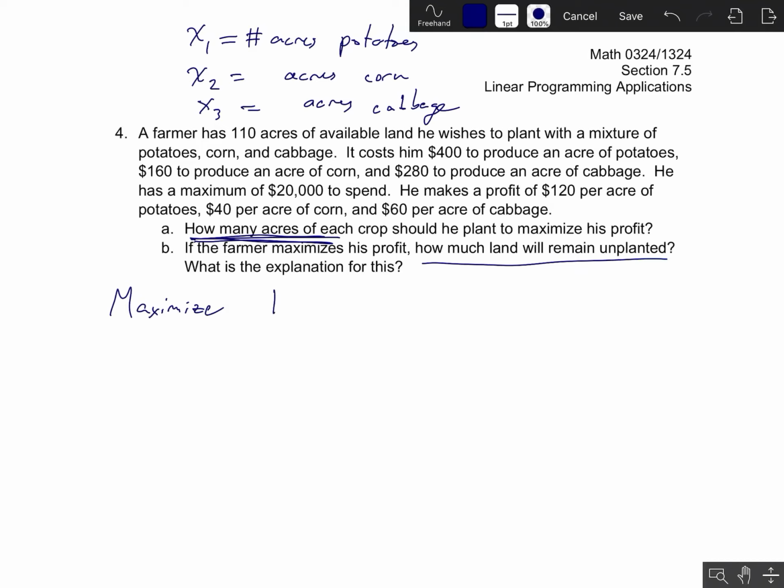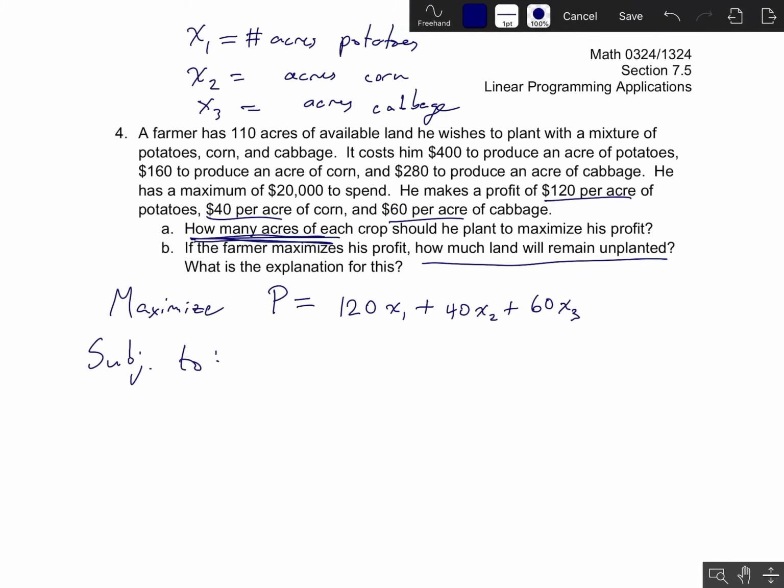Now what we want to do first is decide our objective function. So I'm going to call it P for profit. We're trying to maximize profit. We know that we make $120 per acre of potatoes, $40 per acre of corn, and $60 per acre of cabbage. So if I wanted an expression for the total profits, it would be $120 per acre of potatoes times the number of acres of potatoes, plus $40 per acre of corn times the number of acres of corn, plus $60 per acre of cabbage times the number of acres of cabbage. So there's our expression for the total profit.